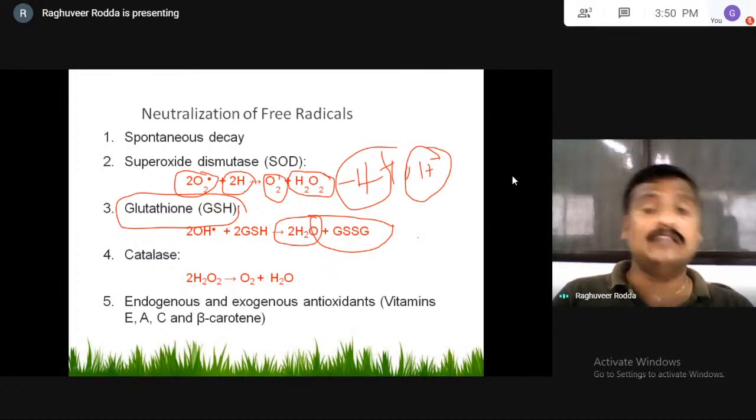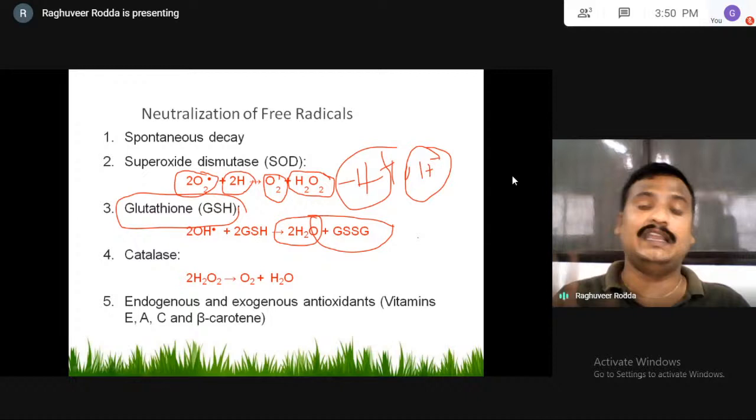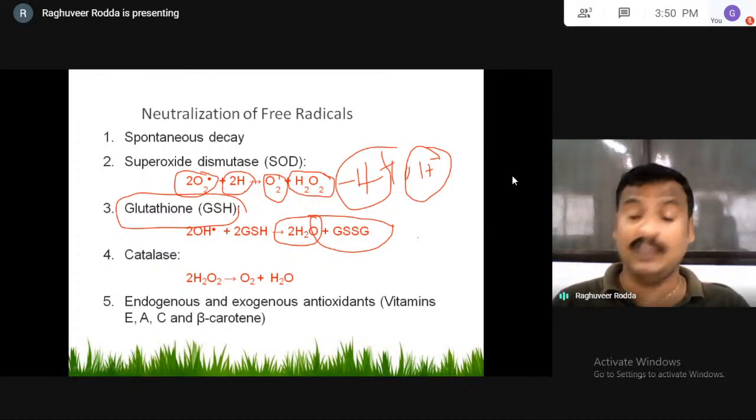In such a way, the superoxide dismutase enzyme and glutathione, which is also an enzyme, neutralize the reactive species formed by the end of various reactions. If glutathione is absent, it is not like that all cells of the human body show the presence of a similar concentration of glutathione. Some cells will not have glutathione.